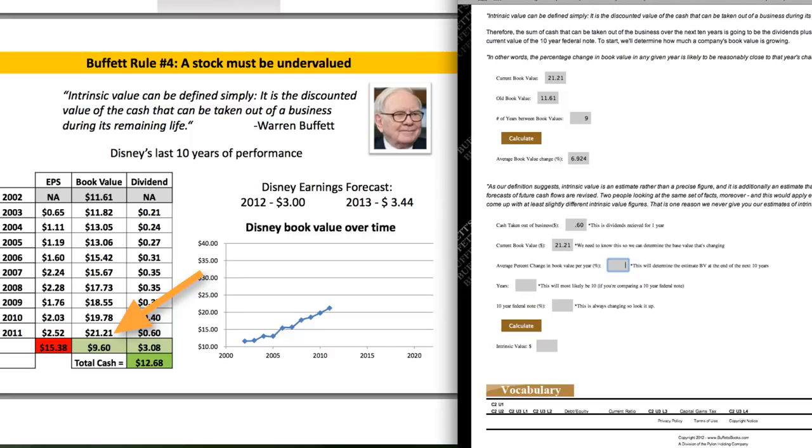And so I'm going to use the 6.924%. Okay, and that's what we figured out on the top calculator, and that was based off of the previous 10 years. And so I'm going to use the same number for the next 10 years. If you think that's too high, well, then you use a little bit lower figure. That's up to you. And if you think that that's a little low, well, then use a higher number.